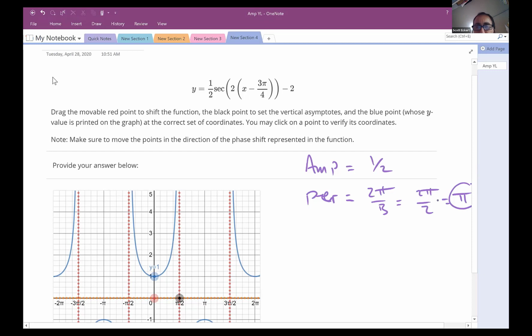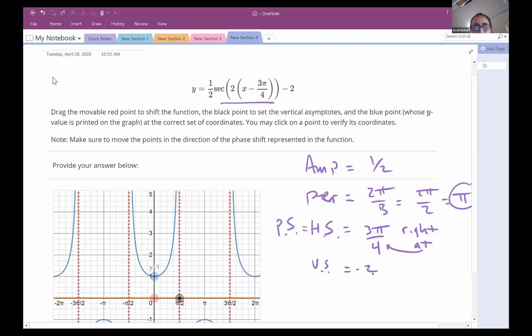Now, what is the horizontal shift or the phase shift? 3 pi fourths? Exactly. It is in the factored form. So we are starting on the right at 3 pi fourths. That's because this is in the factored form. It's a little bit easier to find the shift number. And then, of course, there's a vertical shift equals negative 2. With that one, you don't have to do minus c over b.